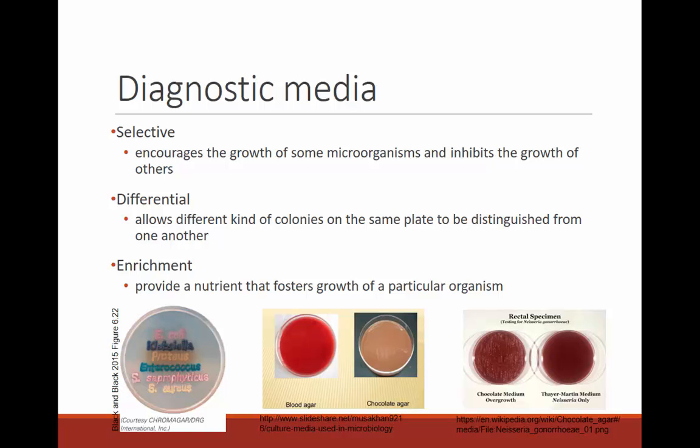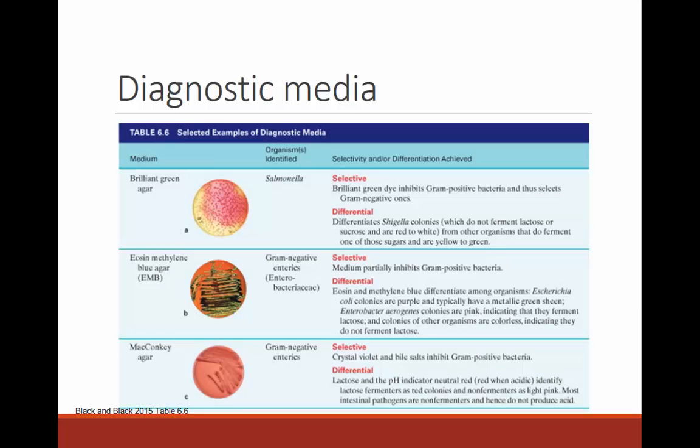Okay, so you have particular growth types on chocolate agar. And so this is chocolate agar overgrowth. So it's a rectal specimen, and just putting it on chocolate agar might cause overgrowth. But if you had chocolate agar with certain additives known as Thayer-Martin agar, then it will only grow Neisseria. Okay, so you can select and then select in an enriched environment.